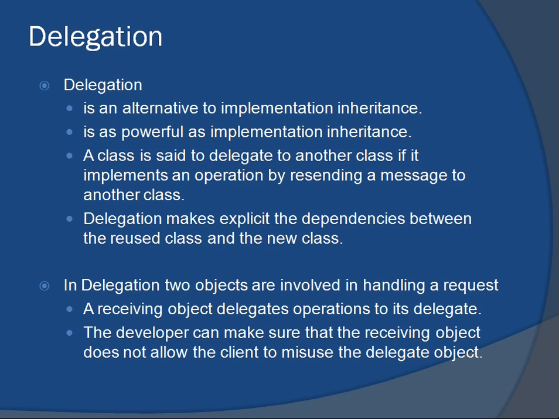It includes two objects in handling a request. One object is designated for receiving delegates. A receiving object delegates operation to its delegate. The developer can make sure that the receiving object does not allow the client to misuse the delegate object.